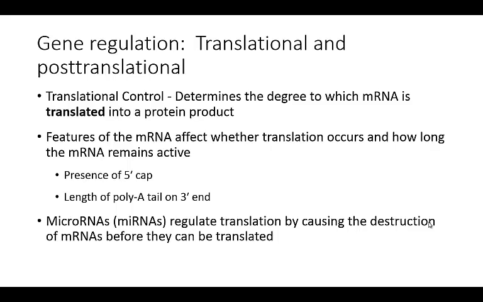There are a few other ways that translational control can happen. One of these we'll talk more about later: microRNAs, or miRNAs, regulate translation by causing destruction of these mRNAs before they can be translated. You see this sometimes called siRNA or short interfering RNA, shRNA, short hairpin RNAs, microRNAs, and so on. So there are several different ways to describe this.